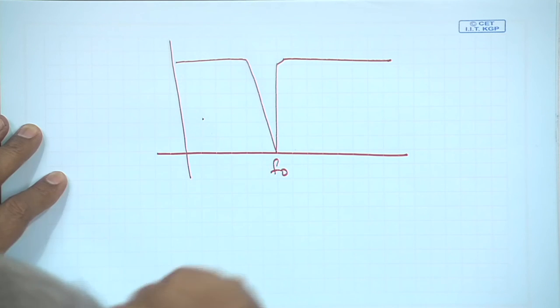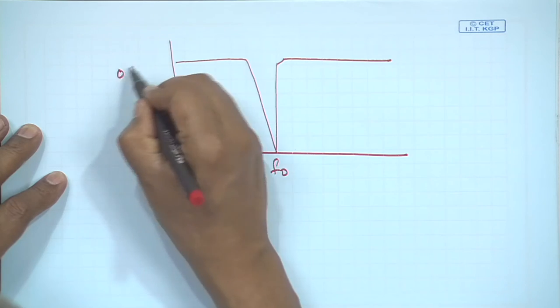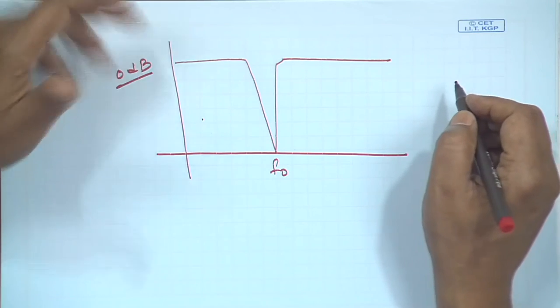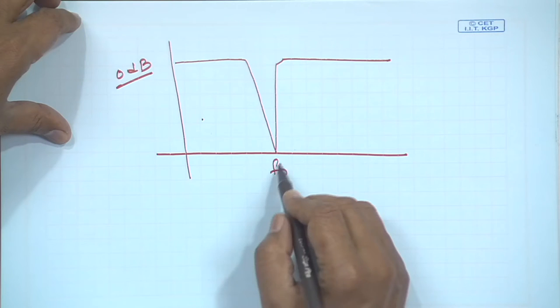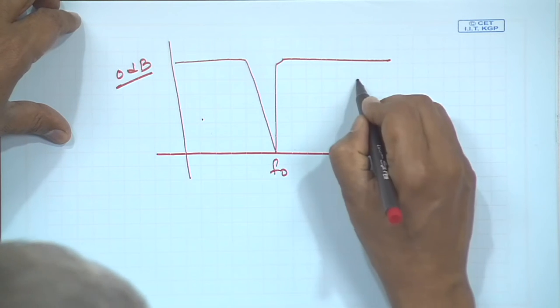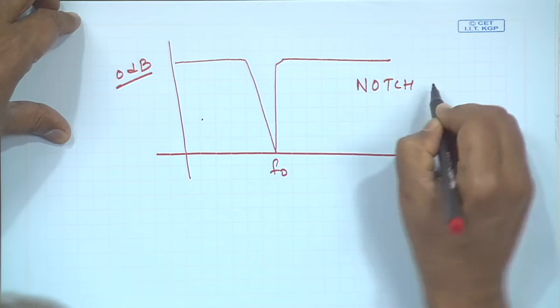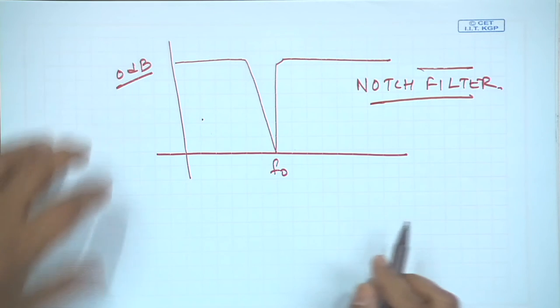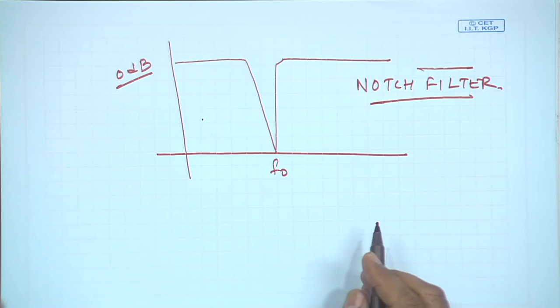So I'll write this output by input as 0 dB, because this decibel has nothing to do with acoustic decibel, but log of 1 is 0. As you'll see, the frequency response plots of filters are given like this. That means I'm trying to knock off a particular frequency in a signal. This is known as a notch filter. Particularly, notch filters are used to remove, many a time, a single frequency such as power line hum. You have this 50 hertz humming noise. That can be removed by a notch filter.